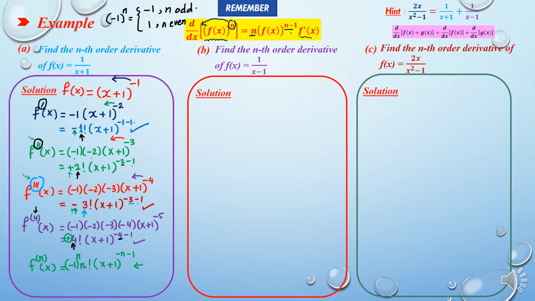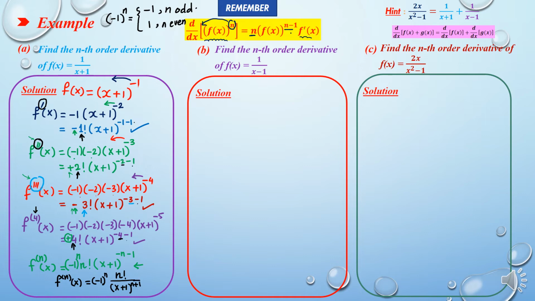Now you have to simplify the nth derivative of the function. So the nth derivative of f(x) equals negative 1 to the nth power multiplied by n factorial divided by (x plus 1) to the power n plus 1.